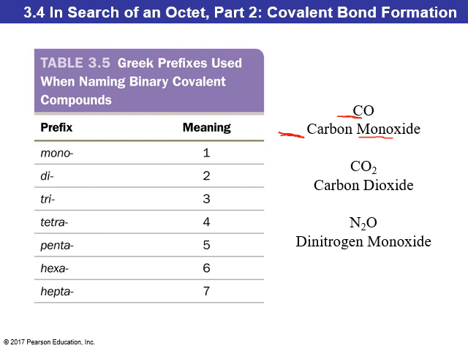Carbon dioxide would be another example. You've got 2 oxygens here, so we're going to use the Greek prefix di, meaning 2. So we use carbon dioxide. Here we have 2 nitrogens, and it's the first element involved in the compound, so we're going to say dinitrogen monoxide for that one. And that's how we name these compounds.